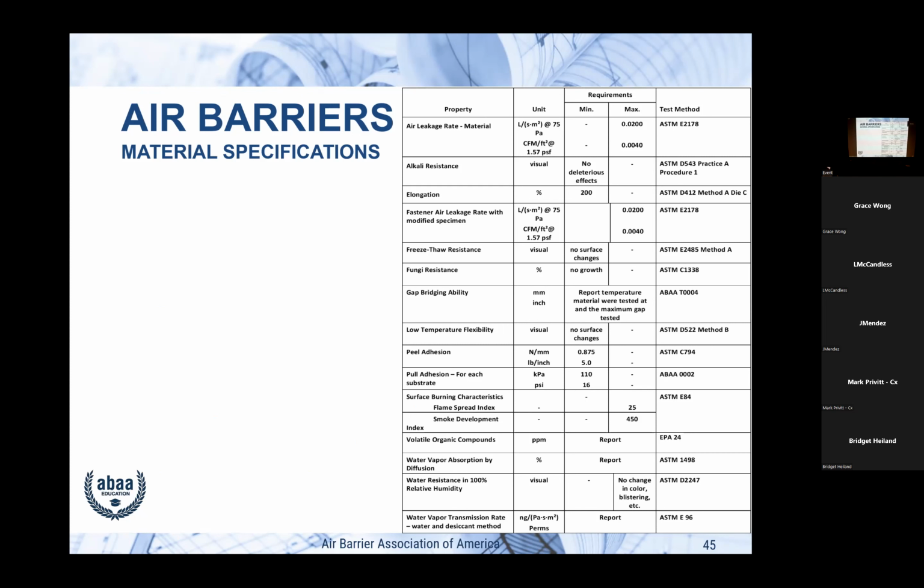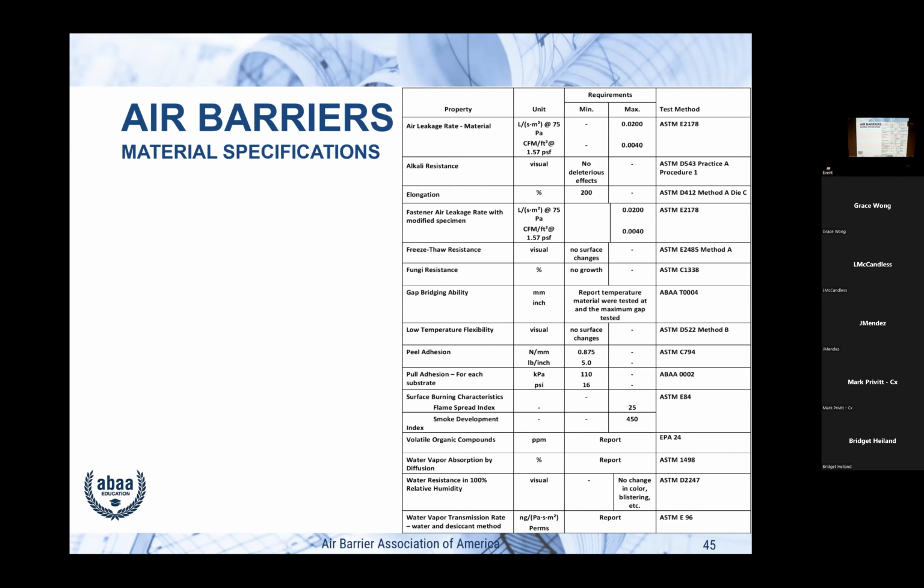Low temperature flexibility. This is basically a roofing test. It's simply that you wrap the material around a mandrel of a certain size at a very low temperature. And does it crack? Kind of important if you're putting self-adhered membranes on walls at very low temperatures.